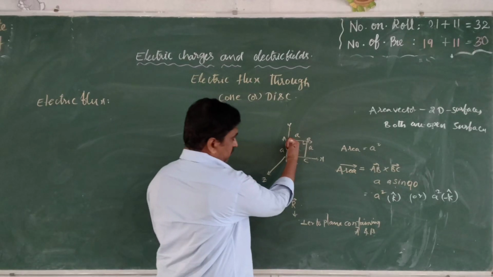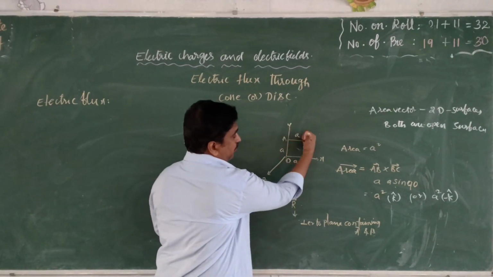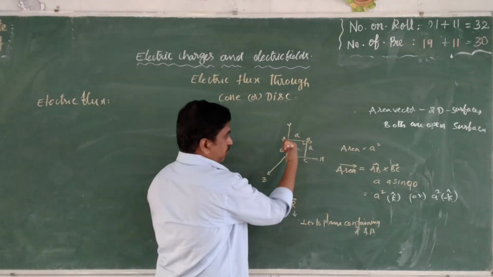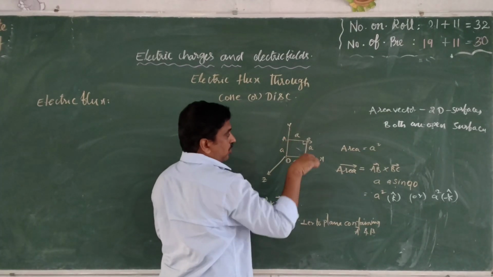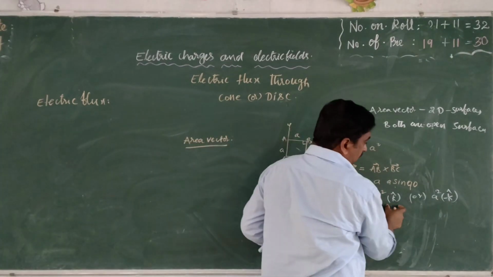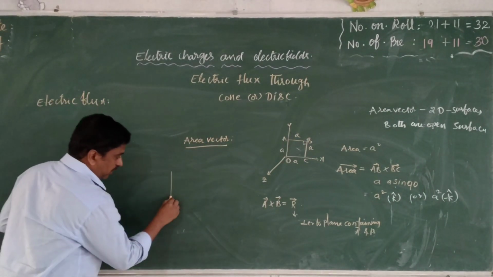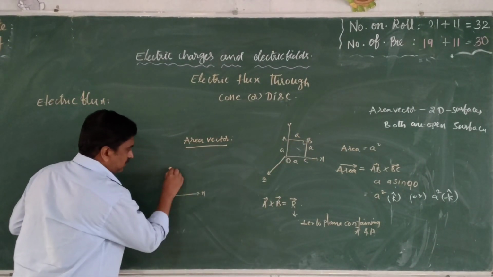Open surface, so the area vector is perpendicular to the plane containing AB and BC. AB and BC lie in the XY plane. What is the perpendicular? Upwards or downwards. Upwards we write k cap, downwards we write minus k cap. For example, let us take one more, with the x axis and y axis.